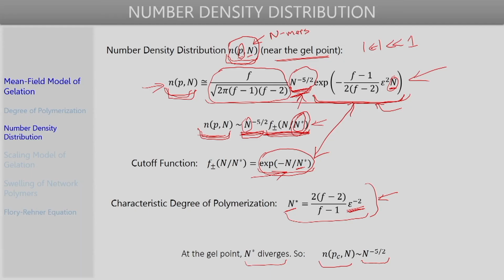Next let us look at a different kind of model for this gelation phenomenon, which is known as the scaling model of gelation. That model is a bit more sophisticated and advanced than this rather simpler mean field model. But we will see that the kind of scaling dependence that we have obtained from the mean field model is also predicted by this scaling model of gelation.